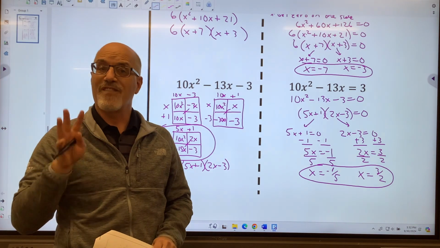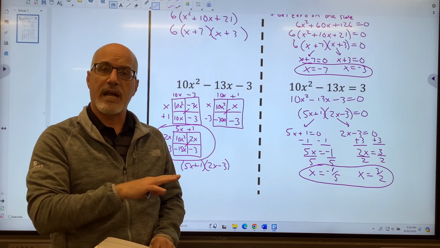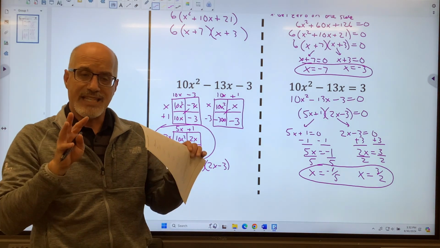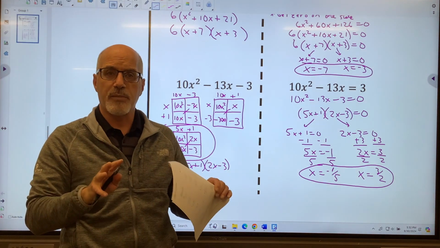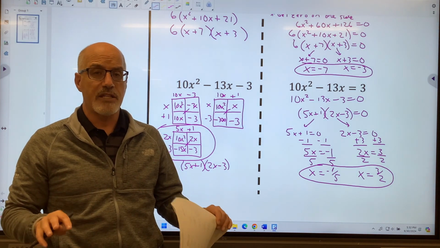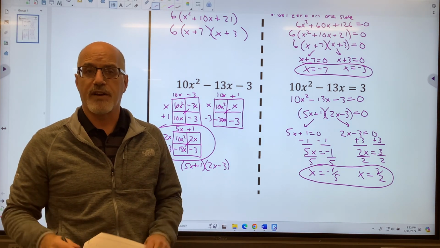So we're using factoring to solve a quadratic, and the way you do it is you factor the quadratic and then take each of the factors that have variables in them, set them equal to 0, solve them each individually, and then you get your final answer.